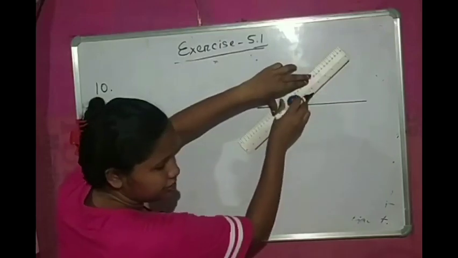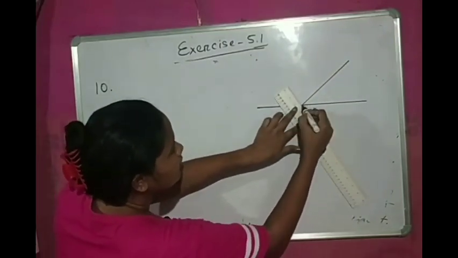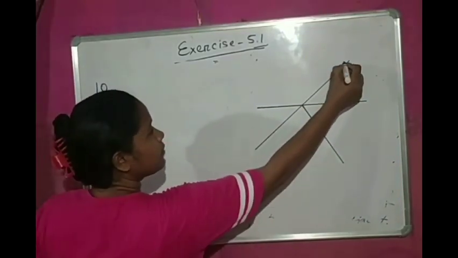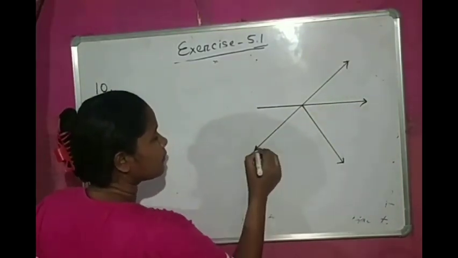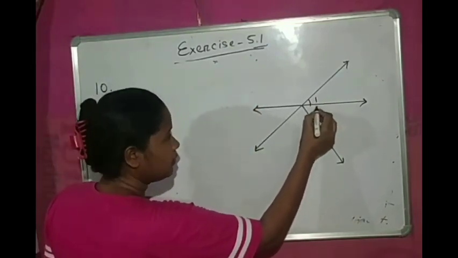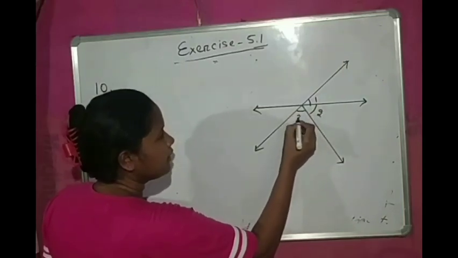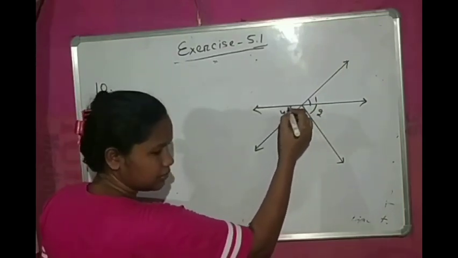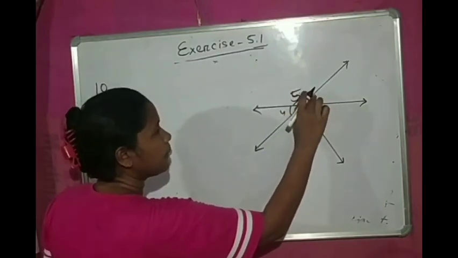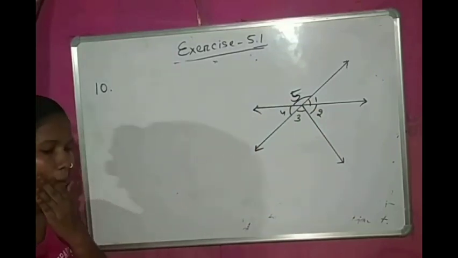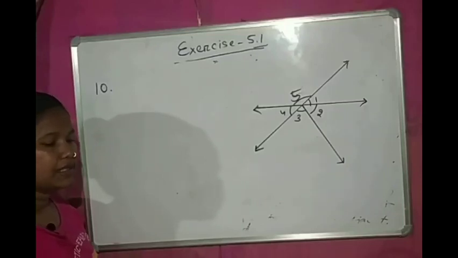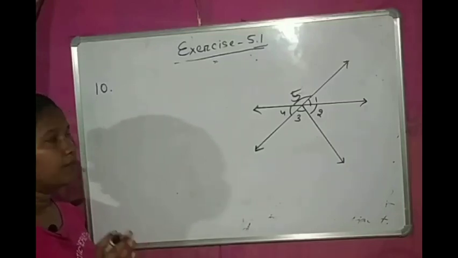So I'll draw the picture. Angle 1, angle 2, angle 3, angle 4, angle 5. So let's see. Question number 10: indicate which pairs of opposite angles are vertically opposite angles.